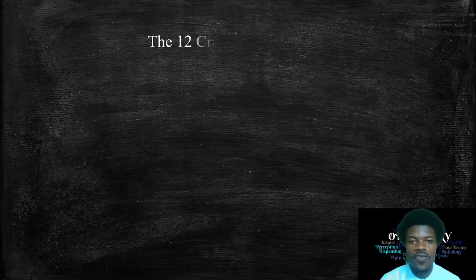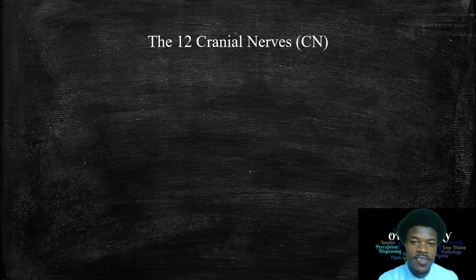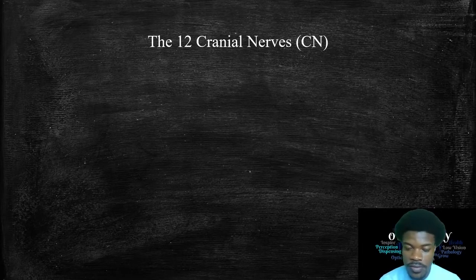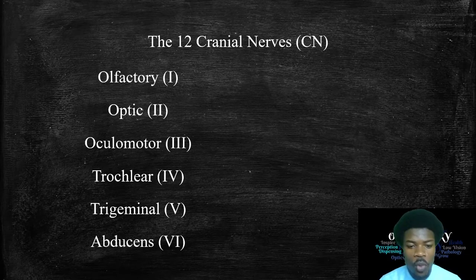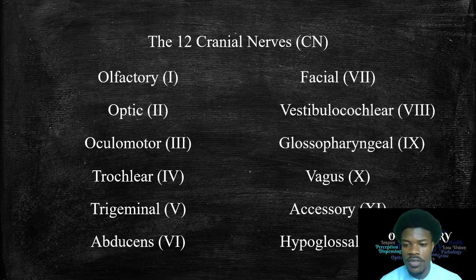Okay guys, so firstly, before we get into the nerves that innervate the muscles themselves, let's have an overall look at the 12 cranial nerves. Here we have 1 to 6: the olfactory is nerve 1, the optic nerve is the second cranial nerve, then the oculomotor nerve, the trochlear, the trigeminal nerve, and the abducens nerve. And here we have 7 to 12: the facial nerve, vestibulocochlear nerve, glossopharyngeal nerve, the vagus nerve, accessory nerve, and the hypoglossal nerve as well.